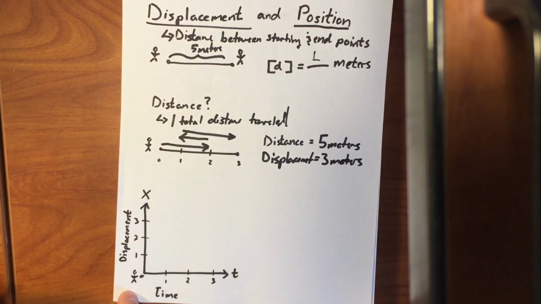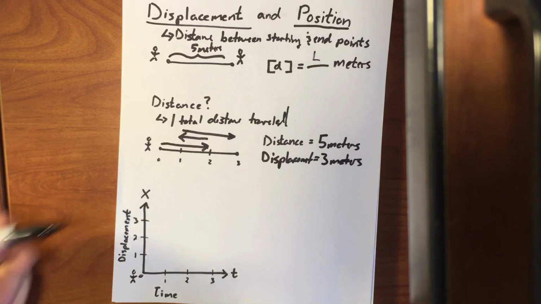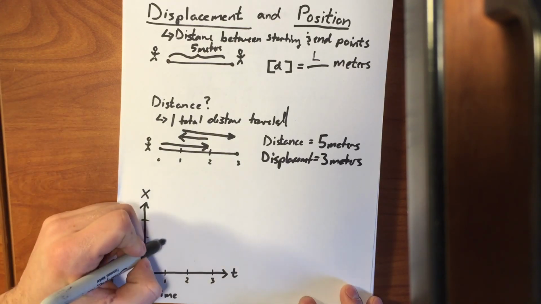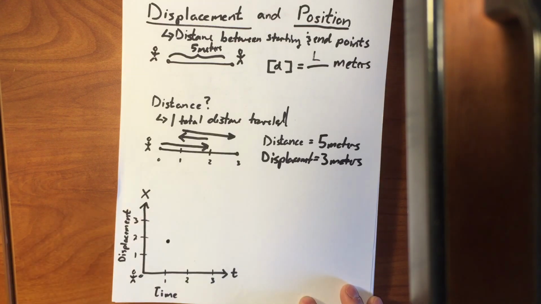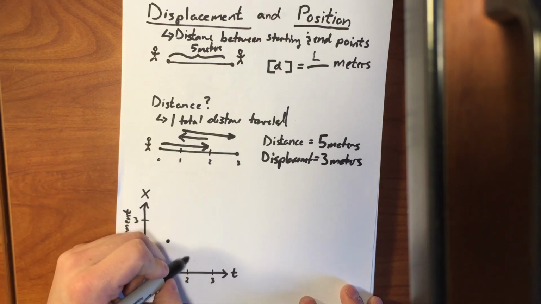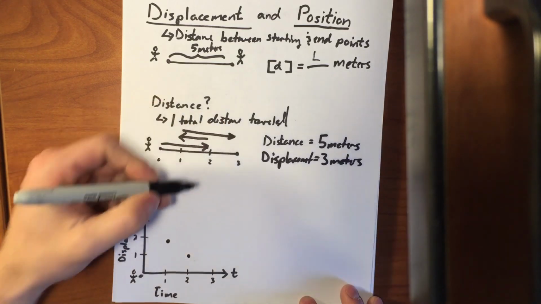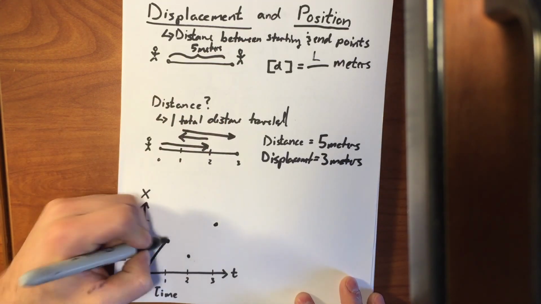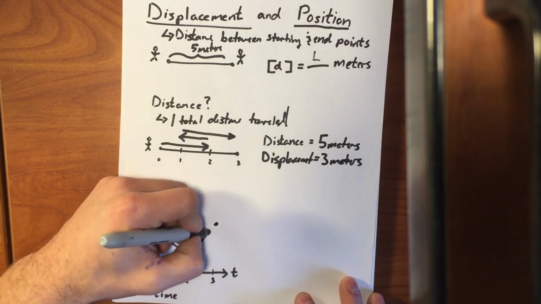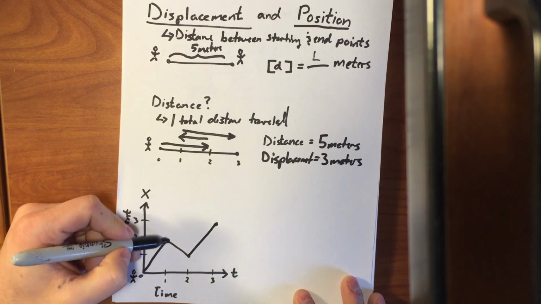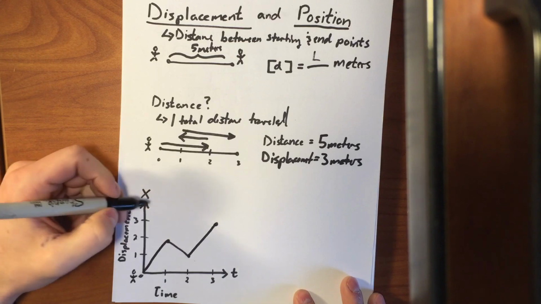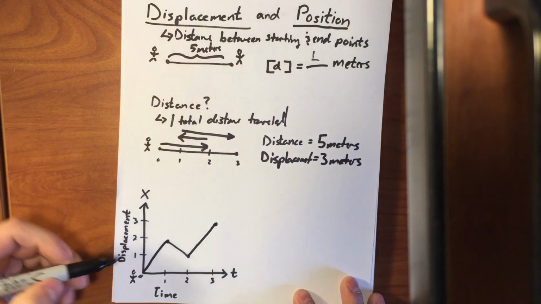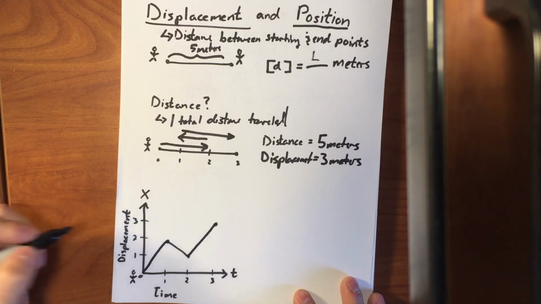So what that kind of looks like on a graph, and this might help explain it a little better, is we'll use the same example. Let's say in his first meter he walks 2. He then walks backwards 1 meter, and then forward 2 more meters. So the graph of his position looks like that, where he walks forward, backward, and forward, where he has traveled a total distance of 5 meters, but has only displaced a total of 3.